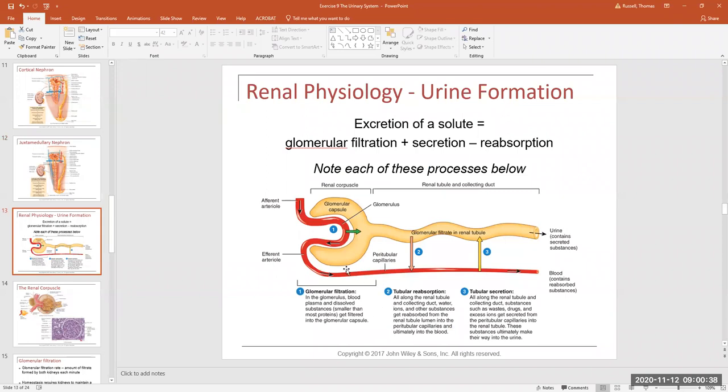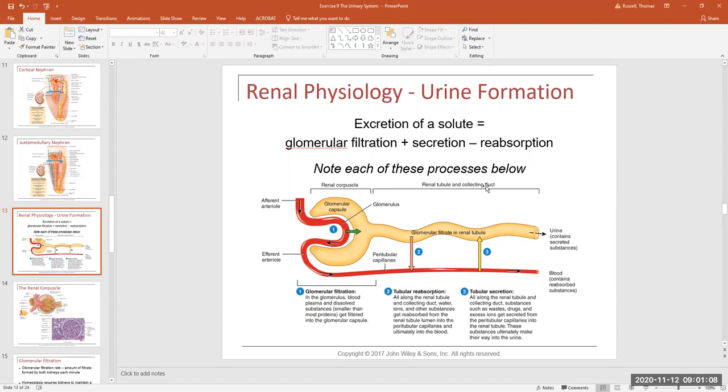So we have a second chance of taking any unwanted substances that pass the filter up and stick it back directly into the tube so we can get rid of it. That's called tubular secretion. So by the time our glomerular filtration is complete, and tubular reabsorption and secretion are done, the filtered fluid is at the end of the tube, and whatever's in that fluid is going to be lost in urine. We can't reclaim it anymore.